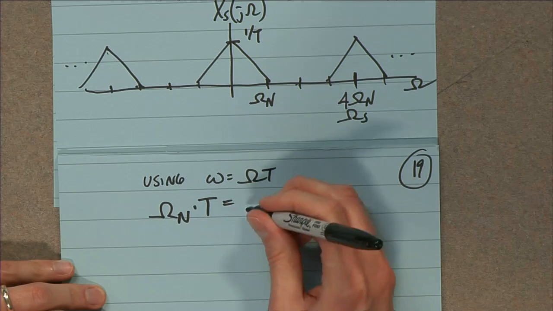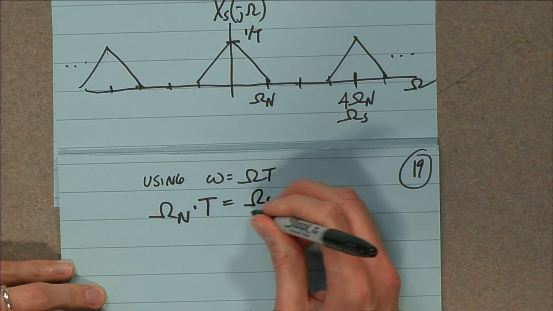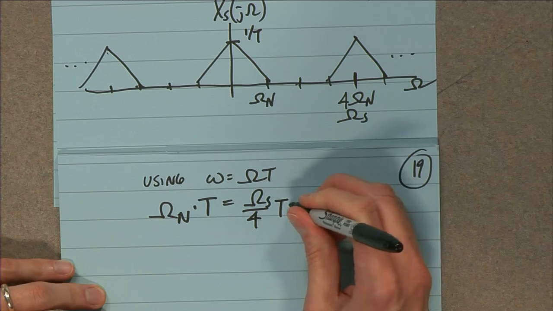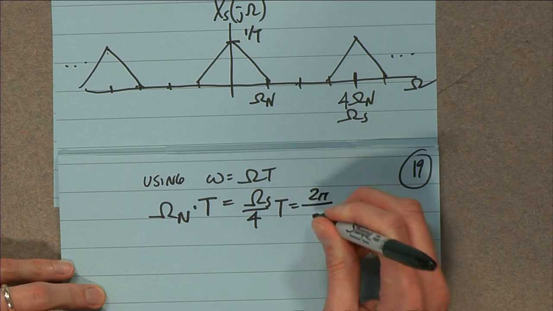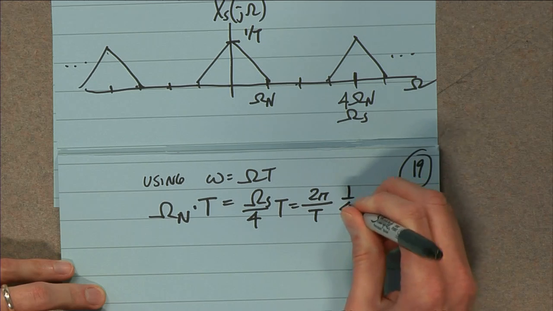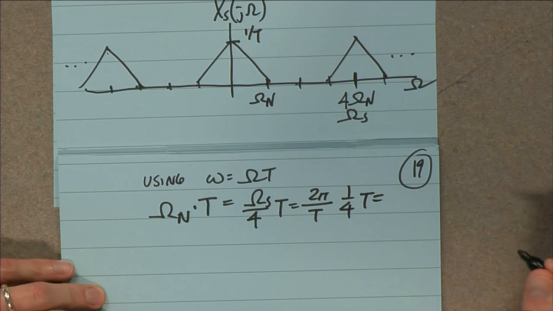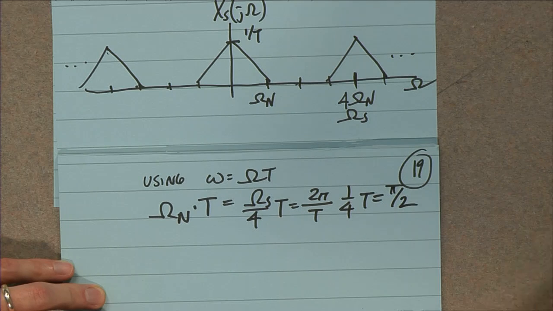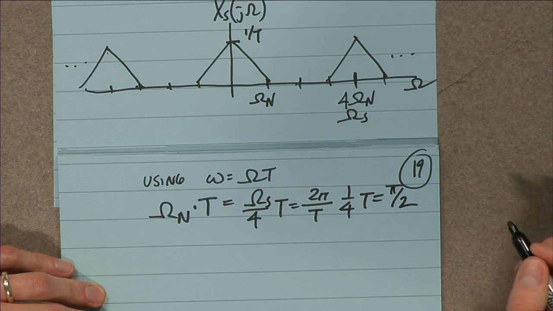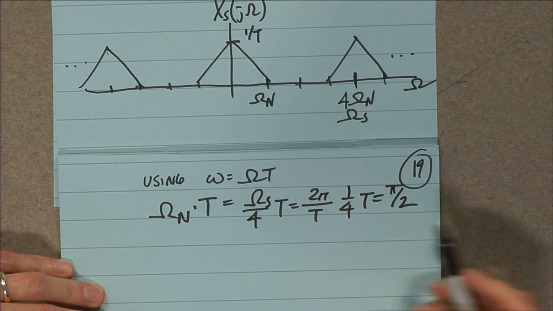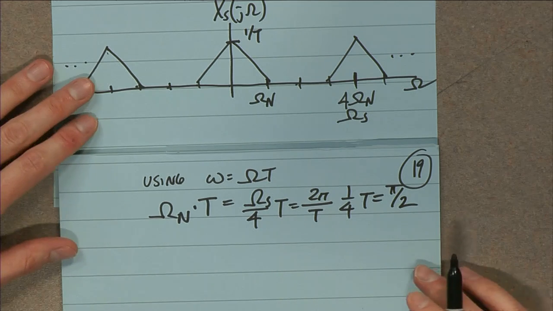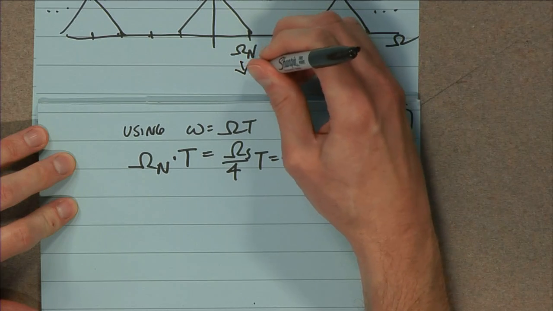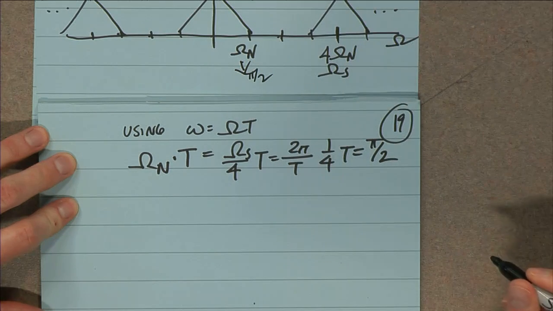Well, omega n was omega s over 4 times t, right? And omega s is what? 2 pi over t. There's our 1/4, and there's our t. So the t's cancel. 2 pi over 4, that's just pi over 2. So if we scale omega n, it goes to pi over 2. So now we can just, in our mind, say that is going to go over to pi over 2 in my next plot.